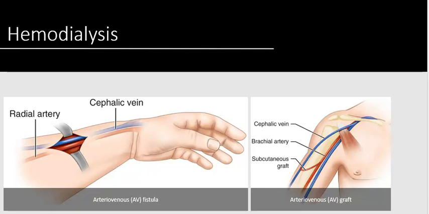AV grafts are used when the fistula does not develop. A graft is a man-made tube that is inserted into your arm to connect an artery to a vein. Grafts can usually be used for dialysis within 2 to 6 weeks. You want to avoid taking blood pressure, administering injections, or any kind of venipuncture in the arm with the device. After the surgical procedure, you want to elevate the extremity to help with swelling.